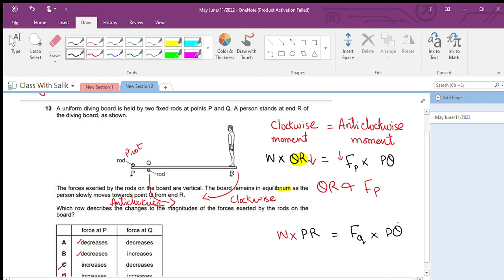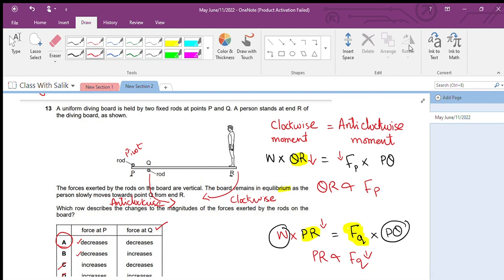Okay. Since we know that this is constant, and this is changing because the distance of the man from the pivot is decreasing, it will obviously affect the force at Q. Since PR is decreasing, and PR is directly proportional to FQ, PR is decreasing, so FQ is decreasing. So it means that the force at Q is decreasing. So we will choose option A because both are decreasing. I hope it's clear.